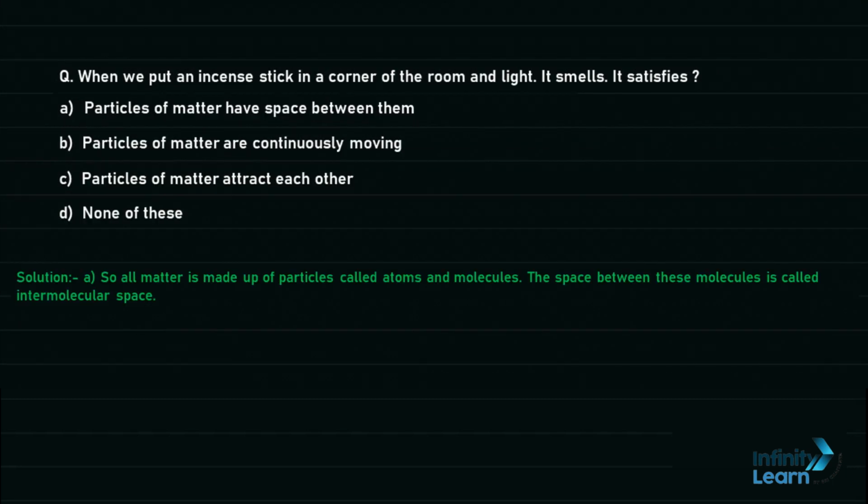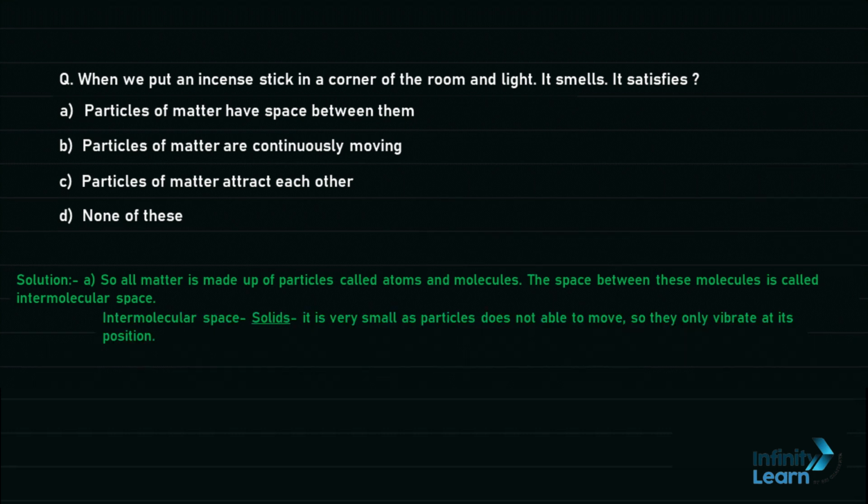If we see our first point that is given here, particles of matter have a space between them. As you know, all matter is made up of particles called atoms and molecules, and the space between these molecules is called intermolecular space. Let's see first what the intermolecular space is in all three states of matter. In solids, the intermolecular space is very small, as particles are not able to move and they only vibrate at their own position.